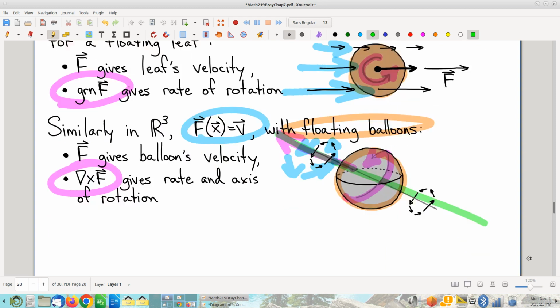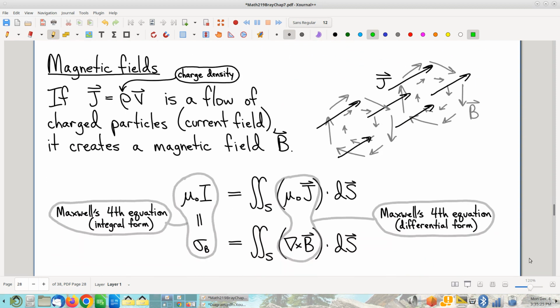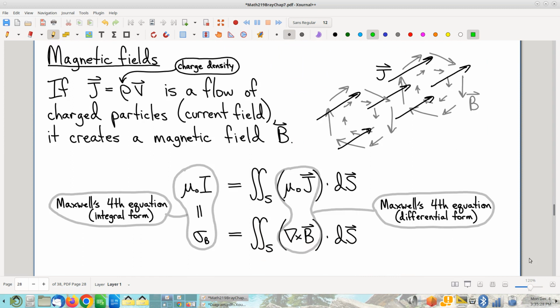Okay, another physical application. We don't have a lot of time to talk about magnetic fields. It's not really technically part of the course. We don't really have to, but I think it's a really valuable application of Stokes' curl theorem and curl in general. So here's the physical scenario. We're going to talk about, again, a flow of a fluid, this time a flow of charged particles. And this is called a current field, right? So a current field is a vector field representing how charged particles are moving like a fluid through space.